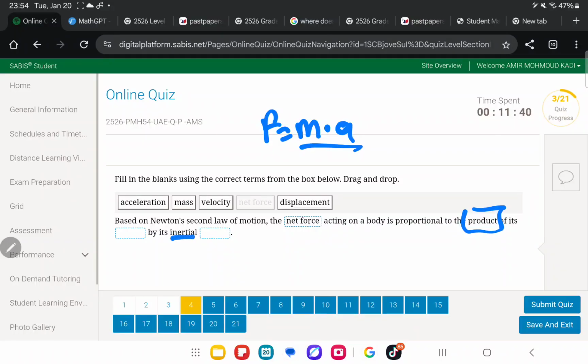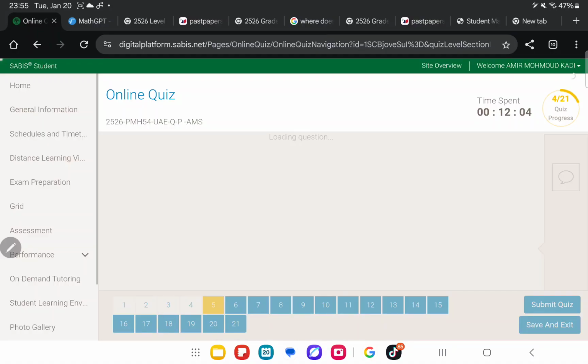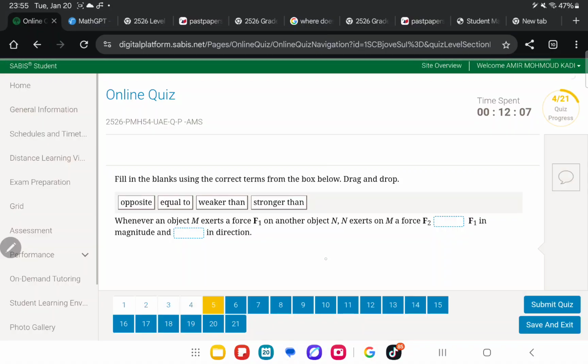Now, when they say inertial here, that means after that always comes mass, and the product of its acceleration by its inertial mass. I can't really fit the word acceleration into that slot. So here that makes sense, right? Net force is equal to, or just proportional to, the acceleration multiplied by its inertial mass. Okay, easy enough. Moving on.